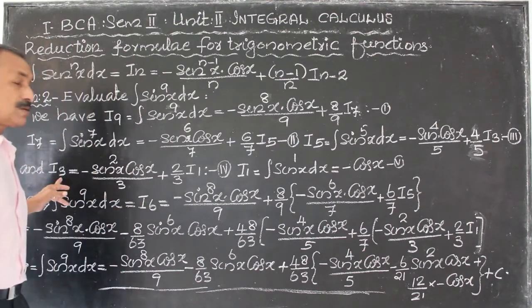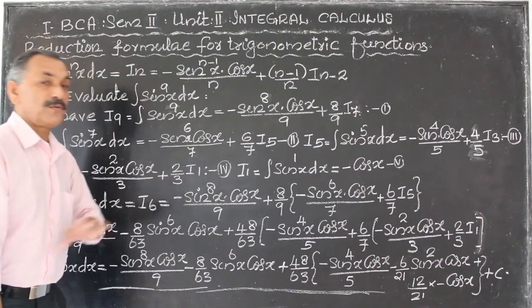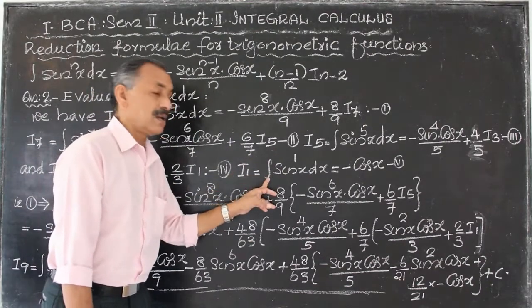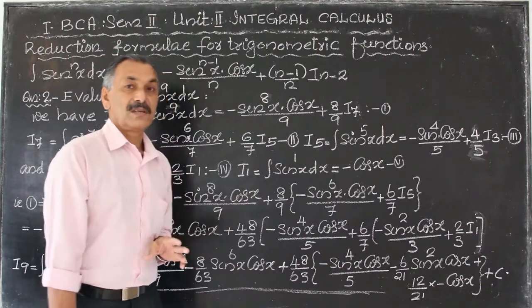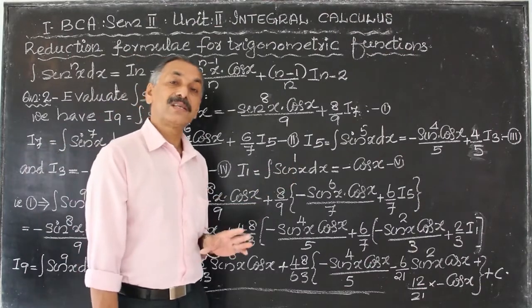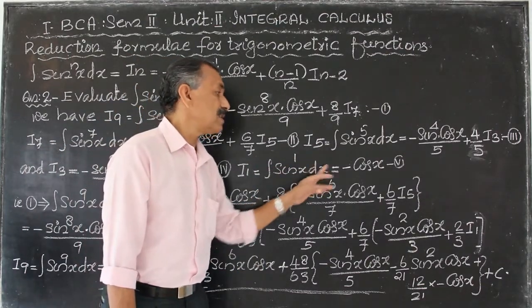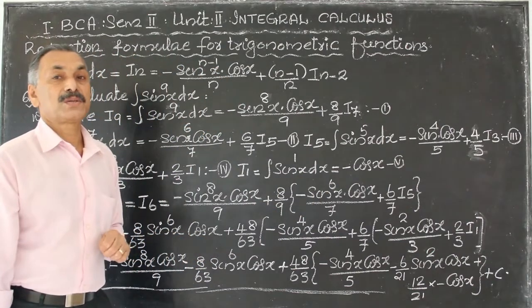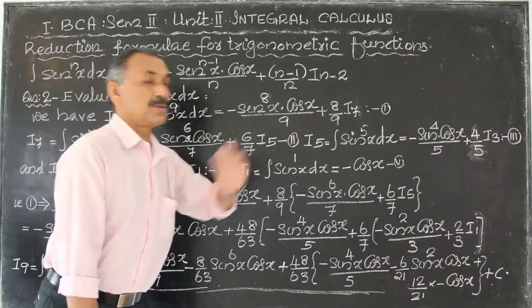I n minus 2 means 3 minus 2, I1. Then what is I1? I1 is equal to integral sine raised to 1 x dx. What is integral sine x dx? Integral sine x dx is equal to minus cos x. Then you have this answer.